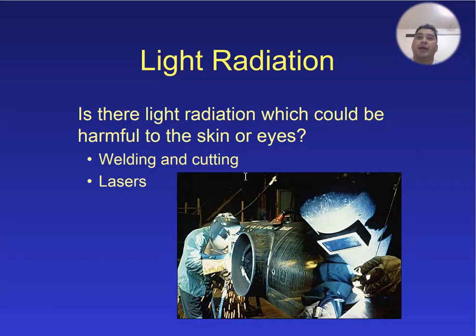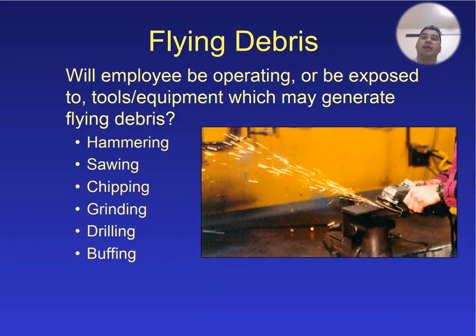Then light radiation. Is there light radiation which could be harmful to the skin or eyes? Welding and cutting, lasers. If your staff or employees are working with the welding and cutting process and the laser process, then you also have to take these into consideration and implement the proper control measures. Then we have flying debris.